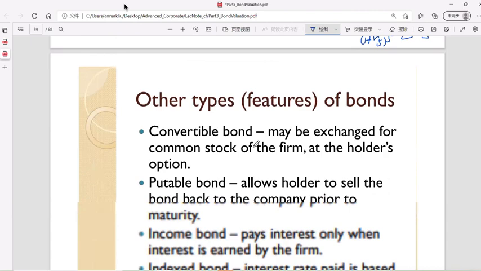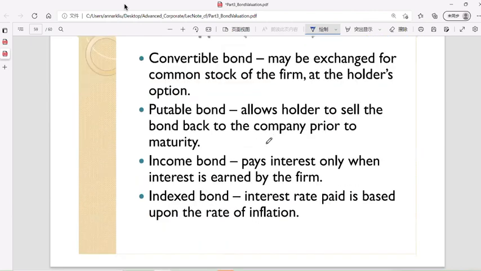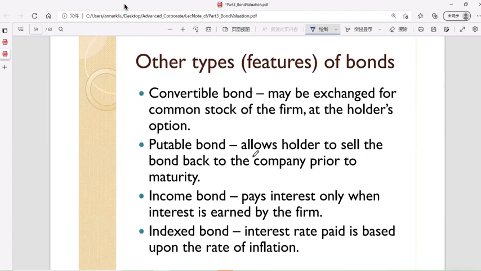So we also have some other types of features of bonds. We have convertibles. It may be exchanged for common stocks of a firm at the holder's option. I would say in China, this convertible is extremely popular. 可转债, the bond mutual fund. One of the bond mutual funds is the convertibles, and it is super popular in China. It gives you very good returns.